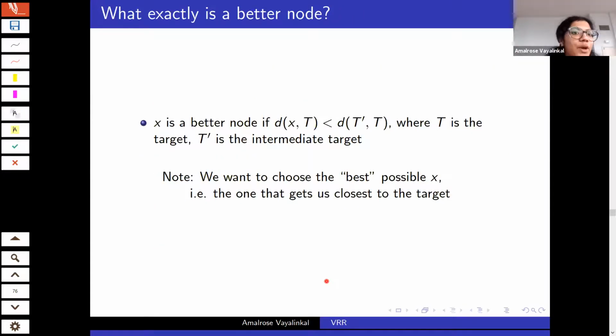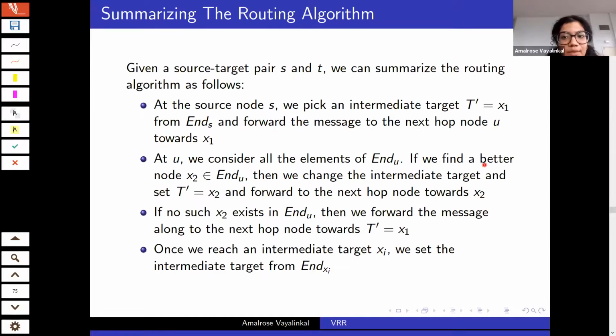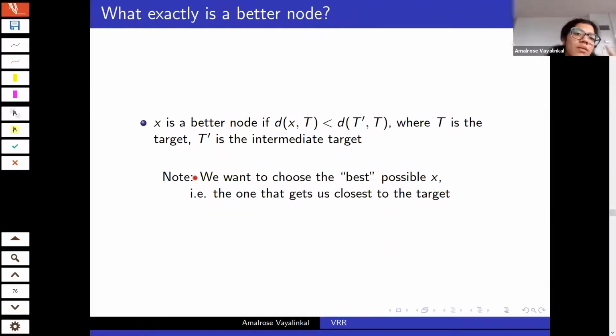So I mentioned a better node earlier. When we're looking at the routing table, we're looking for a better node. Well, what exactly is a better node? X is a better node if the distance from X to the target is less than the distance from the intermediate target to the target, where T is the target. We want to choose the best possible X, i.e. the one that gets us closest to the target, because sometimes there may be more than one that works, and we want to pick the one that is closest to T. And the issue is that this is not so well defined.